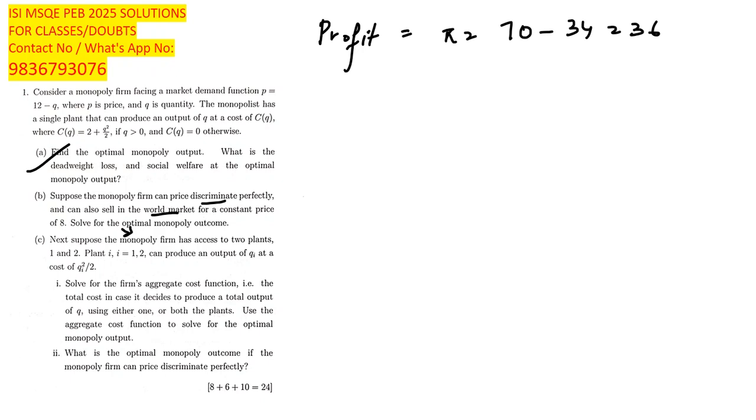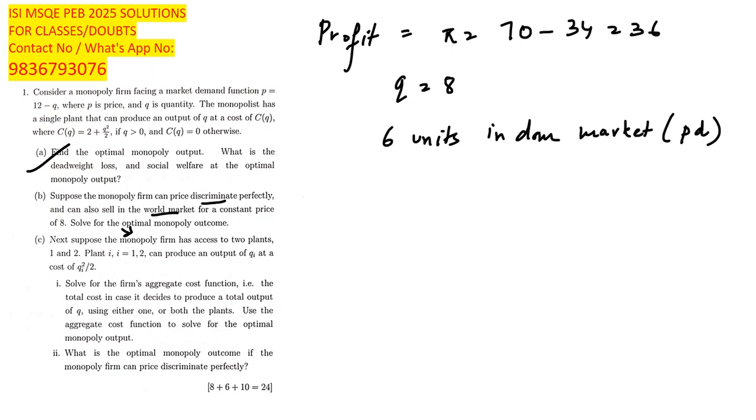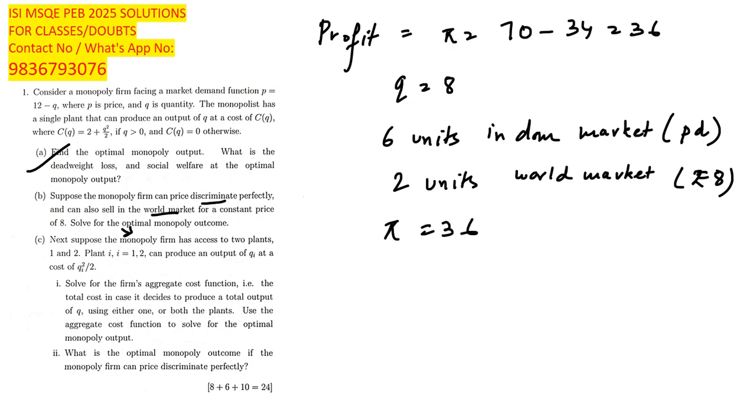So if I jot it down, what I got is that the optimal output Q is 8. The 6 units are being sold in the domestic market with price discrimination, and 2 units are being sold in the world market, and that also at price 8. And profit is how much? Profit is 36. Now finally I come to the last question.